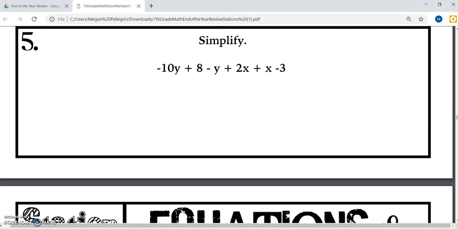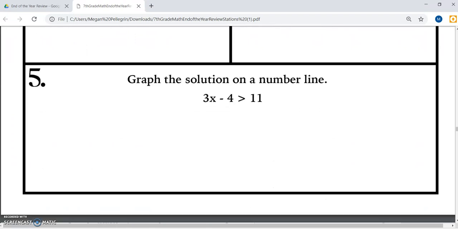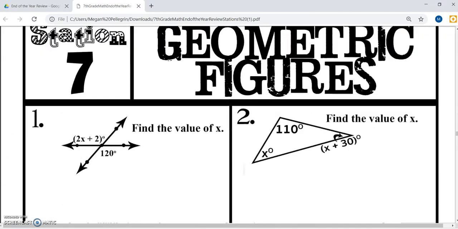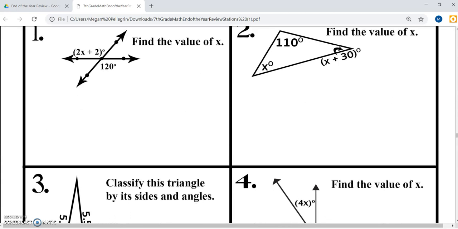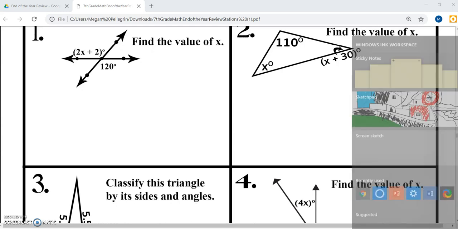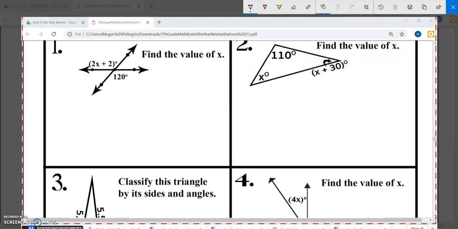And finally, I guess I will do geometric figures in this one. Okay, geometric figures. Find the value of x. These are vertical angles. So that means that they are congruent, so they're equal to each other. And so that means 2x plus 2 is equal to 120.